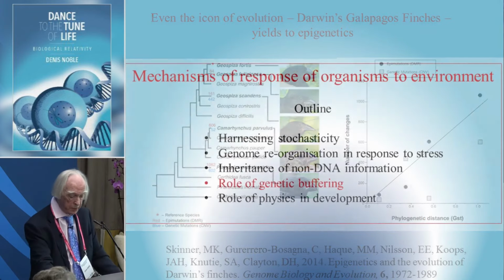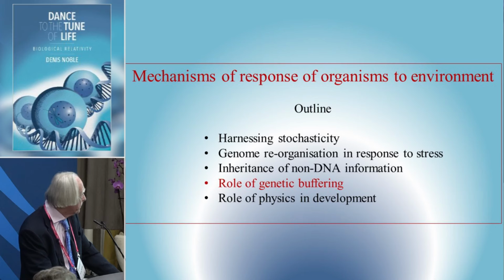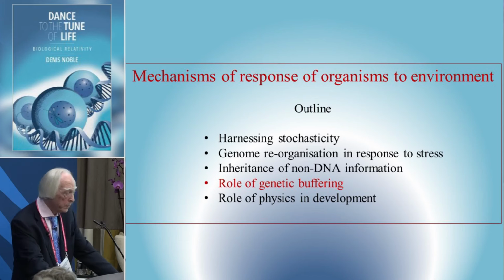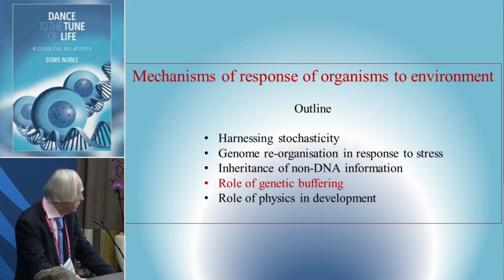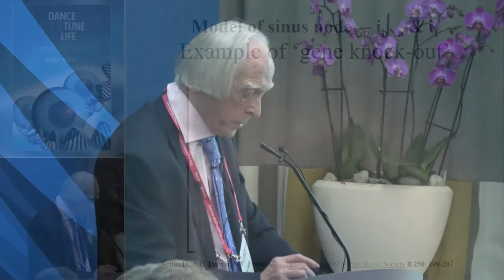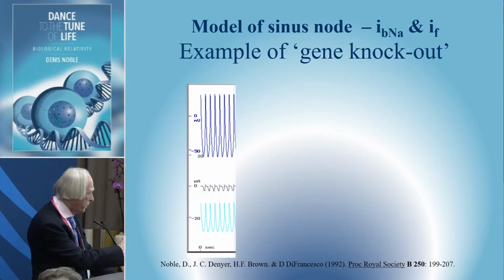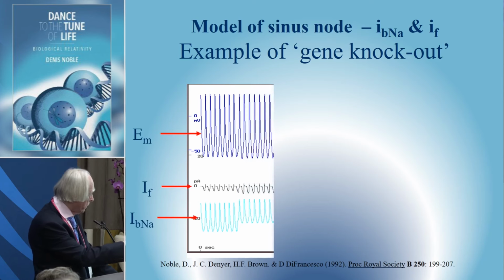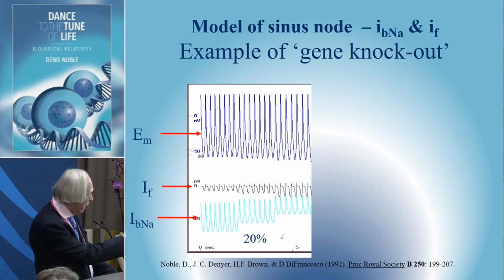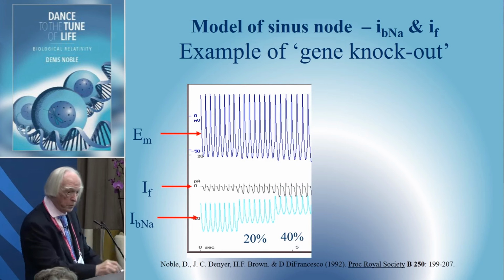So now I come to genetic buffering. And indeed, this is to now refer to some of the work of my lab and its collaborators, where a number of years ago we developed, as David Eisen said, some important computer models of the heart. And this one is showing rhythmic activity in a model experimentally based in the sinus node with just two of the membrane transporters involved, one contributing a large amount of current and one contributing a small amount. And what we're doing is doing a knockout experiment, which you can do on the model.